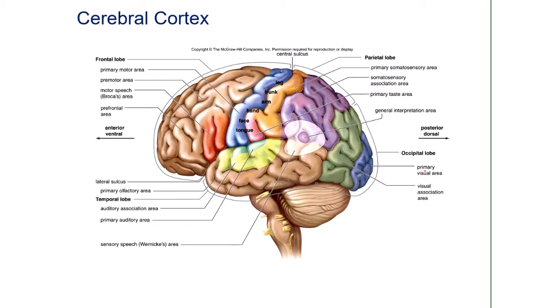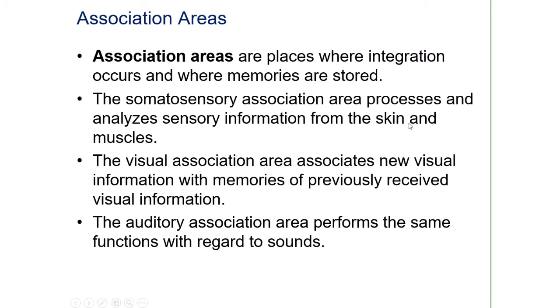So here's another diagram of the brain with the lobes and more detail about what each lobe does. But I want to focus on these things called the association areas. So there is a somatosensory association area in the parietal lobe. There is the visual association area in the occipital lobe, and then there is the auditory association area. So what is an association area? Well, basically, association areas are places where integration occurs and where memories are going to be stored. Now, these are integrations for senses that are related to a particular function in that lobe.